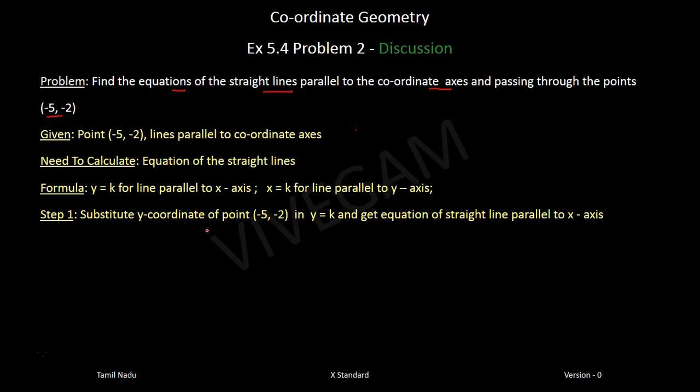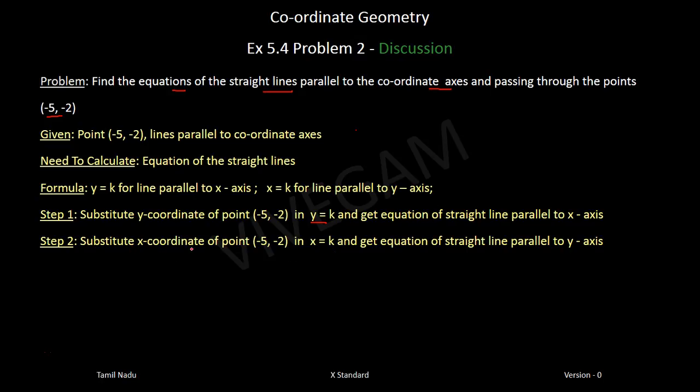Substitute the y coordinate of the point minus 5, minus 2 in the equation y equal to k and get the equation of the straight line parallel to the x-axis. We know any equation which is parallel to the x-axis is y equal to k. But we want to find the value of k, and you are substituting this point, but this point has an x coordinate and a y coordinate, while here there is no x coordinate at all in this equation, right? So we only have to substitute the y coordinate. So when you substitute the y coordinate, you will get y equal to minus 2. So that is the equation of this straight line.